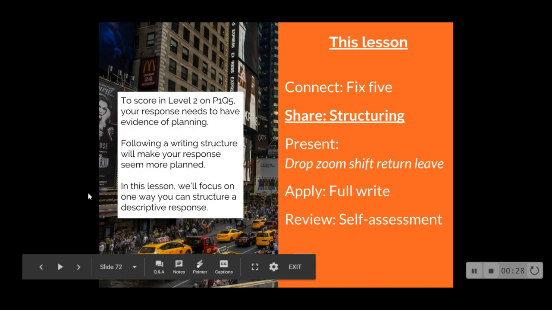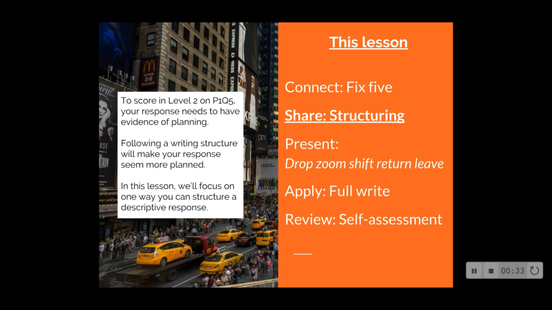To score in Level 2 on Paper 1, Question 5, your response needs to have some evidence of planning. It needs to seem as if you have structured and planned it out so that every paragraph has its own purpose and leads into the next one in a sensible and meaningful way. Now, that can be difficult to do, especially under the time pressure of the GCSE. So, following a writing structure is a good, easy way to make your response seem a lot more planned, because it will be a lot more planned.